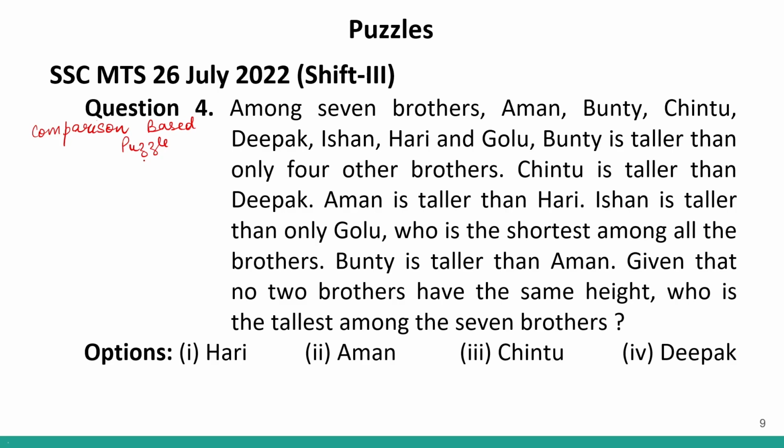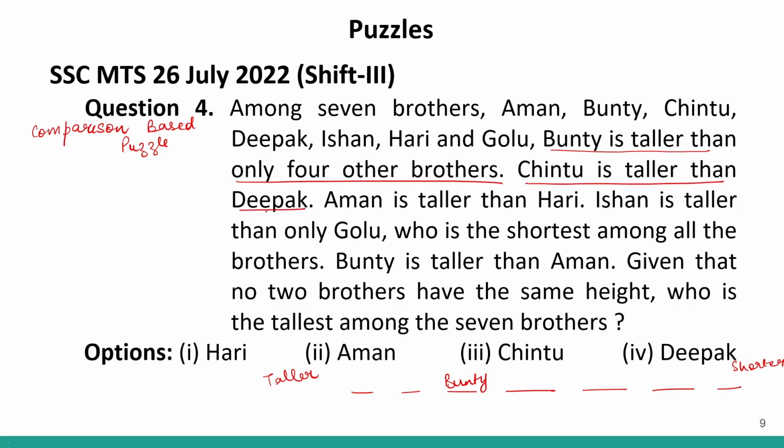Now what does the question ask? That there are 7 brothers. So 1, 2, 3, 4, 5, 6, 7. This I am taking to be the taller side and this I am taking to be the shorter side. Okay? It is given to us Bunty is taller than only 4 others. So that means Bunty will be in this position because Bunty is taller than only 4 people. Correct? Chintu is taller than Deepak. So let us hold this information that Chintu is taller than Deepak.